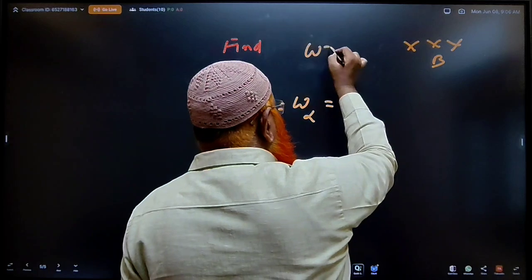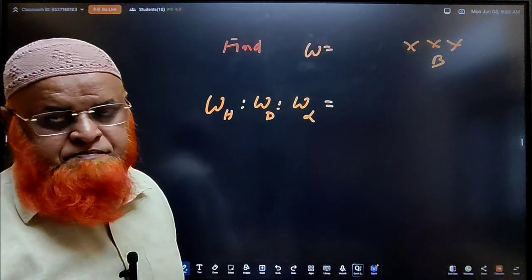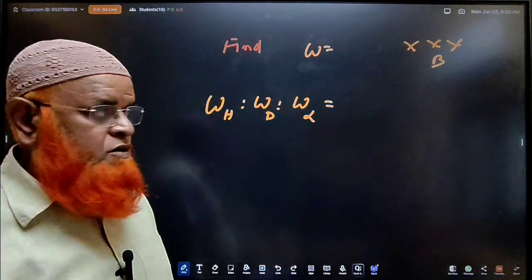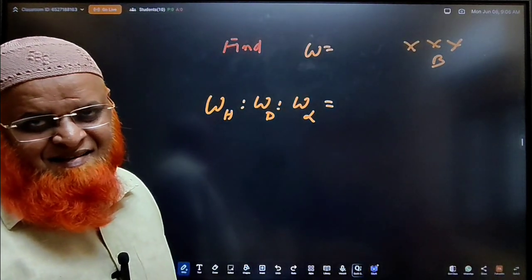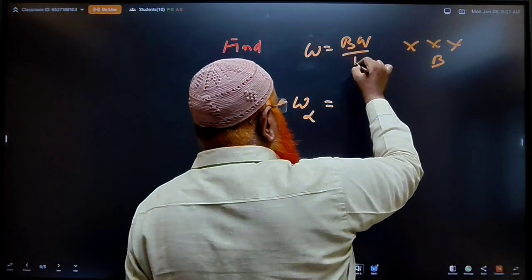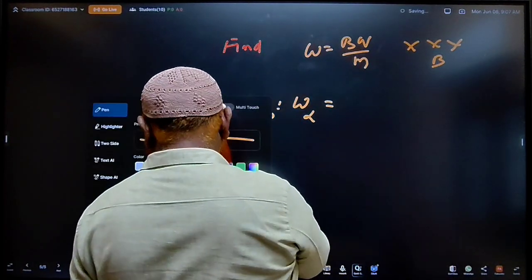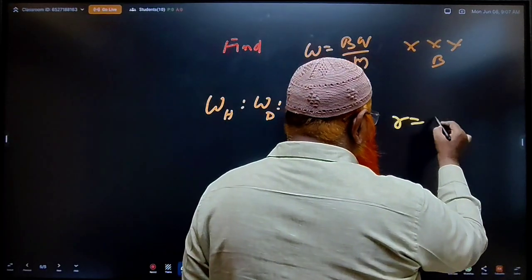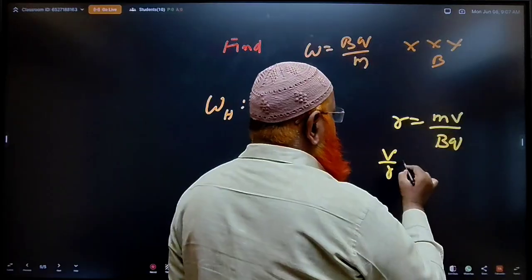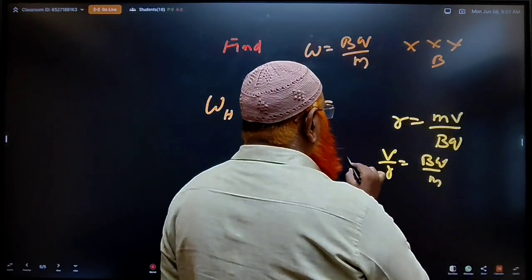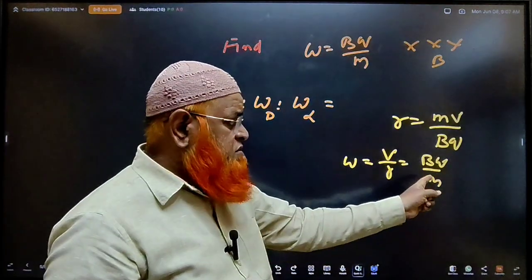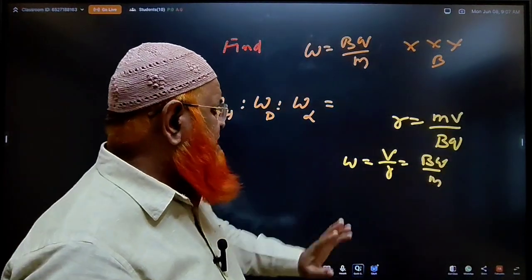What is the formula here? What is the formula for omega? Very good. BQ by M. That's it, a simple formula. If you don't remember, just write R is equal to mv by bq, the general formula. So v by r, if you take separately, you will get bq by m. V by r is nothing but omega. So here only three physical quantities are there in which B is constant, that means charge by mass is left.